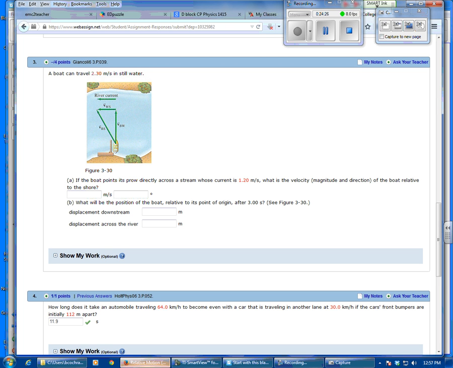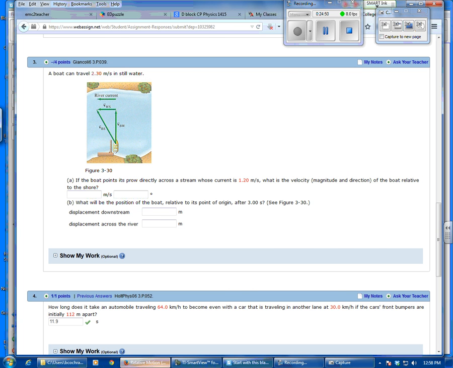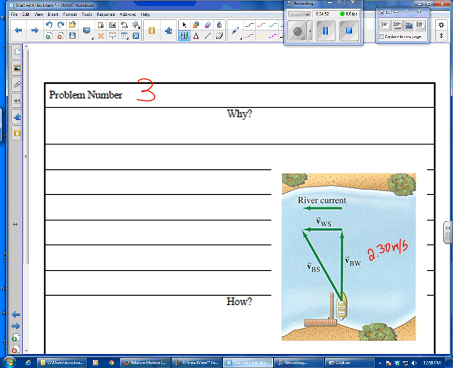All right, so the boat is pointing its prow directly across the stream, and the boat can travel, in mine, it's 2.3 meters a second in still water, across the stream whose current is this. So in my vector diagram, that's telling me that this side is 2.30 meters per second, and my other side is 1.20 meters per second.